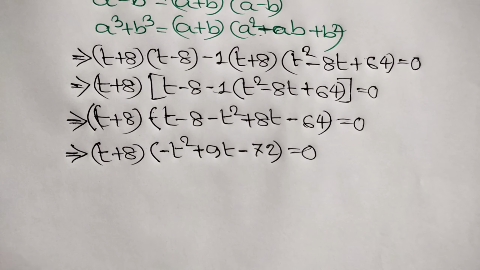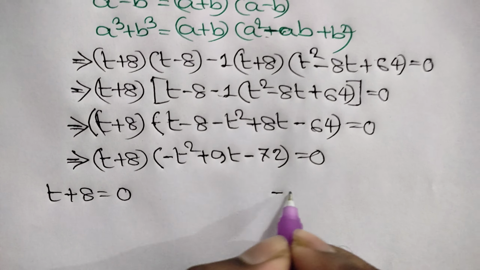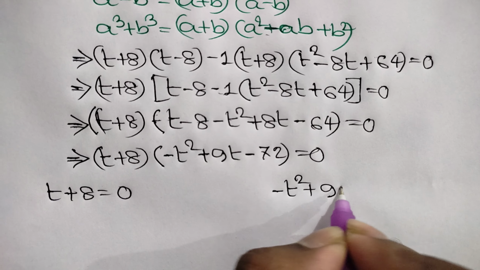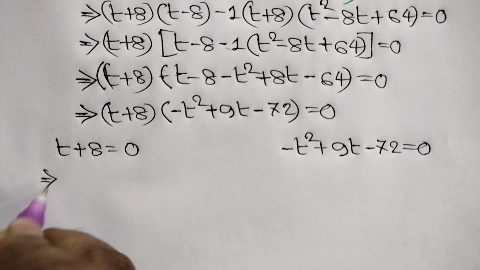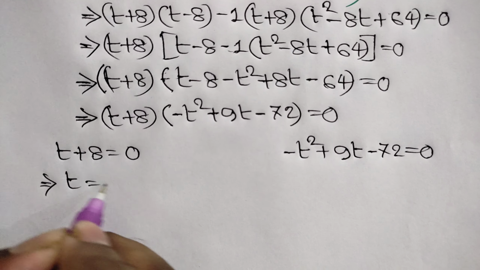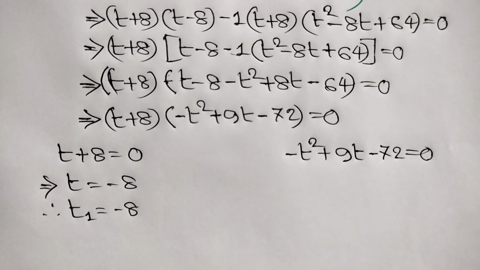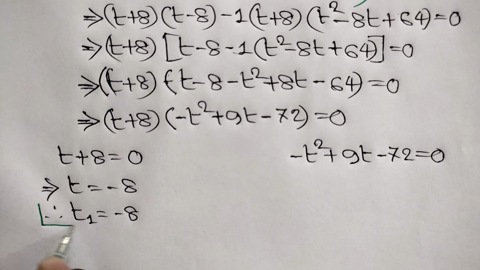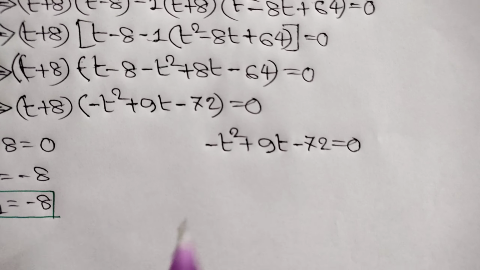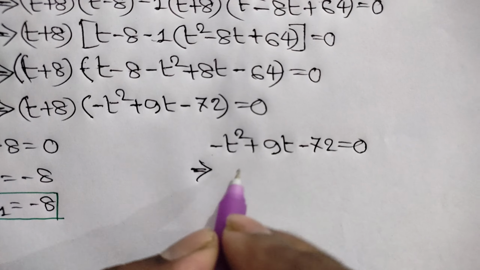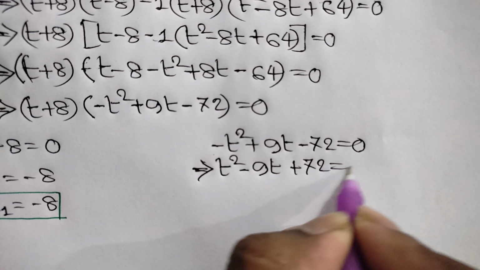Now from here we have two solutions, so we can write t plus 8 is equal to 0 and minus t square plus 9t minus 72 is equal to 0. Taking this positive 8 to the right side, we will get t is equal to negative 8. So the first value, t1, is equal to negative 8. Now from the other equation, multiplying both sides by negative 1, we can write t square minus 9t plus 72 is equal to 0.